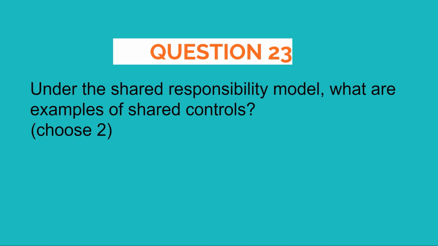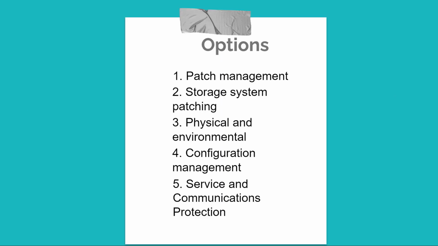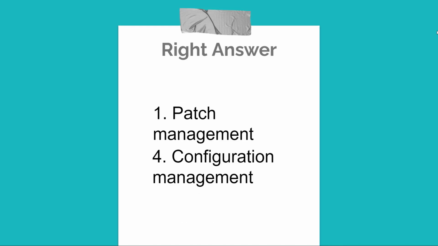Question 3. Under the shared responsibility model, what are examples of shared controls? Choose 2. Option 1. Patch management. 2. Storage system patching. 3. Physical and environmental. 4. Configuration management. 5. Service and communications protection. Right answer is 1. Patch management. 4. Configuration management.